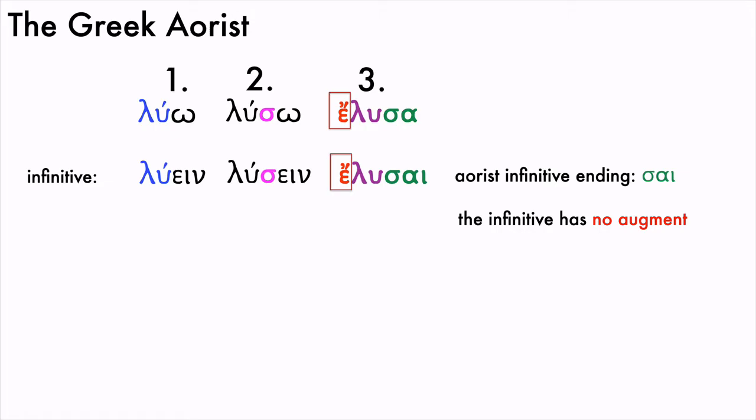So that temporal augment has to be removed. And when we learn the three principal parts, the temporal augment will already be baked into the aorist. Luo, luso, elusa. Which means to form the infinitive, you'll have to imagine removing that temporal augment and then adding our ending. So the actual aorist infinitive is lusai. And you notice the gap. We have taken off the temporal augment.